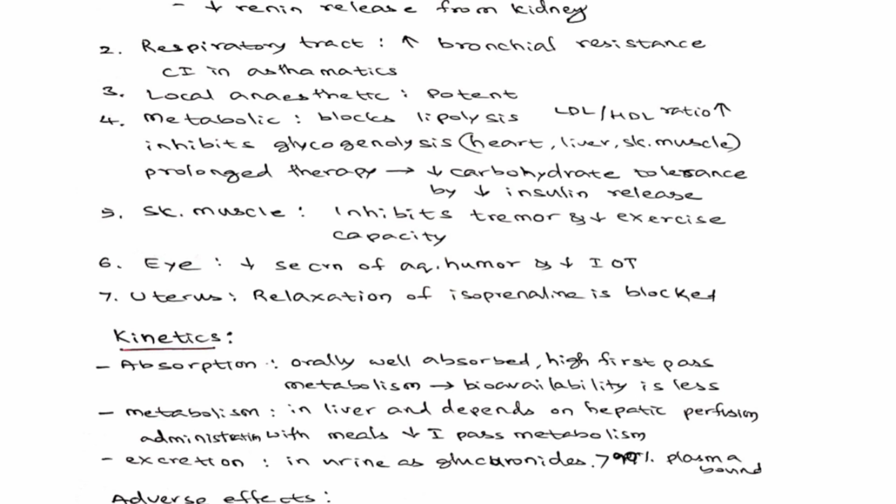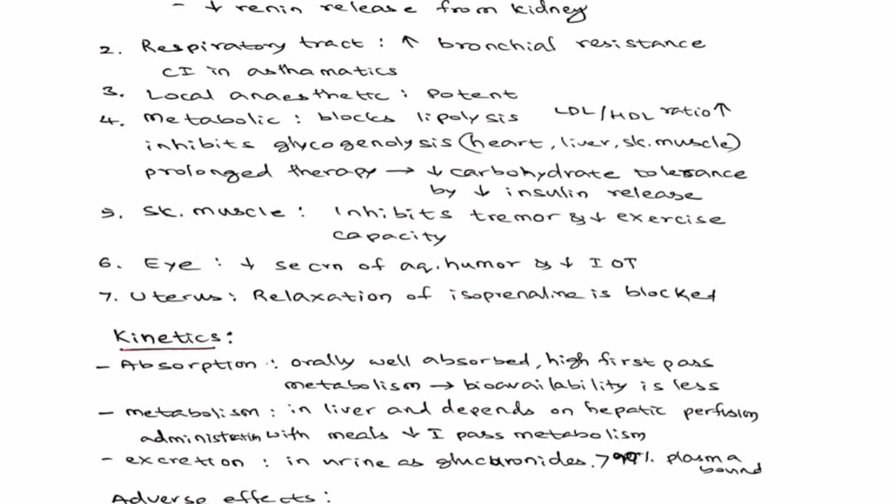diabetes. In skeletal muscles, it inhibits tremor and can reduce the exercise capacity as it is reducing glycogenolysis and muscle twitch. Muscle contraction also is reduced due to beta blockade. So thereby it reduces exercise capacity. On the eye, it reduces the secretion of aqueous humor, which is beneficial in glaucoma. It reduces intraocular tension due to reduction in formation of aqueous humor. So it is a therapeutic use of beta blockers.